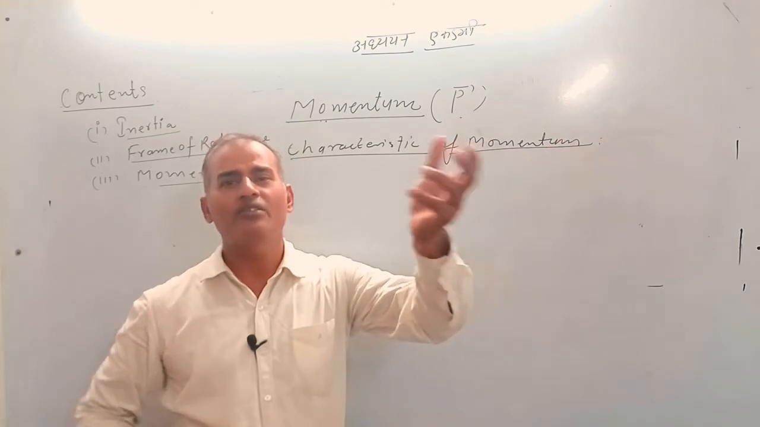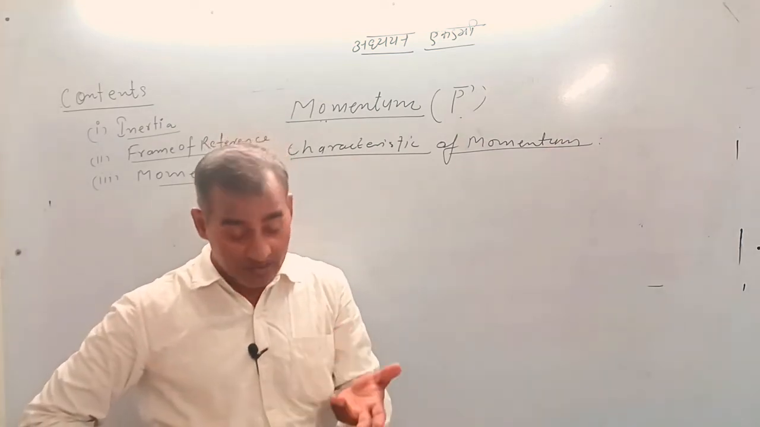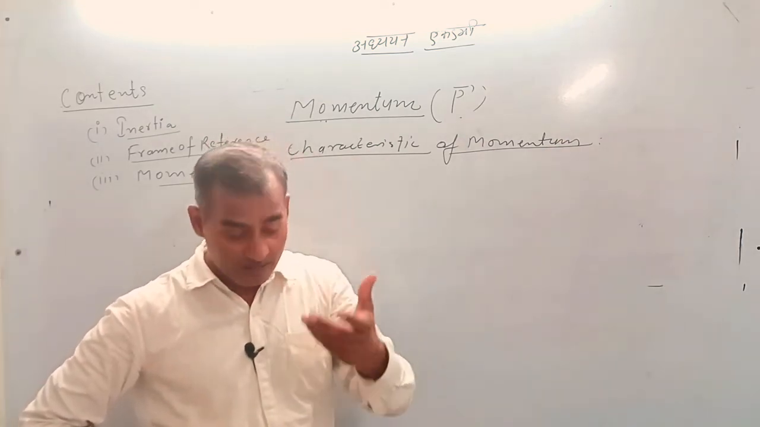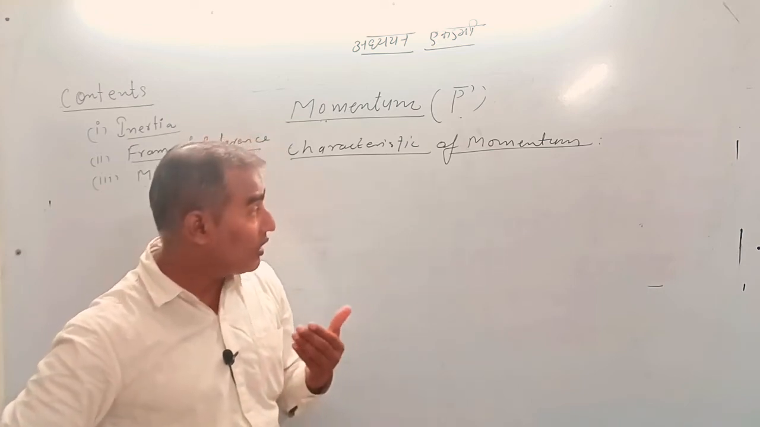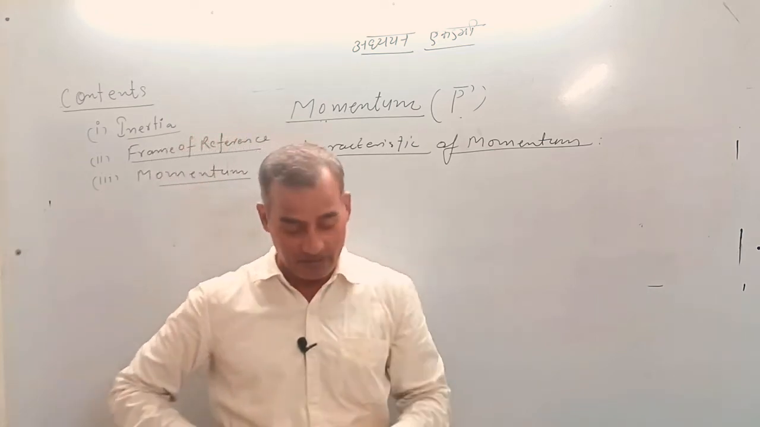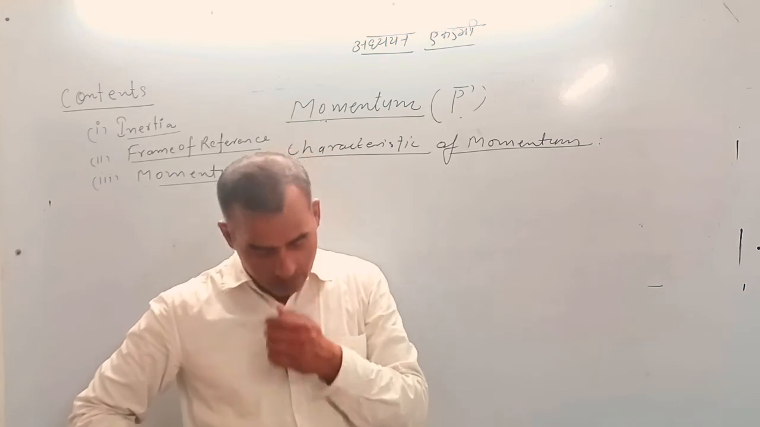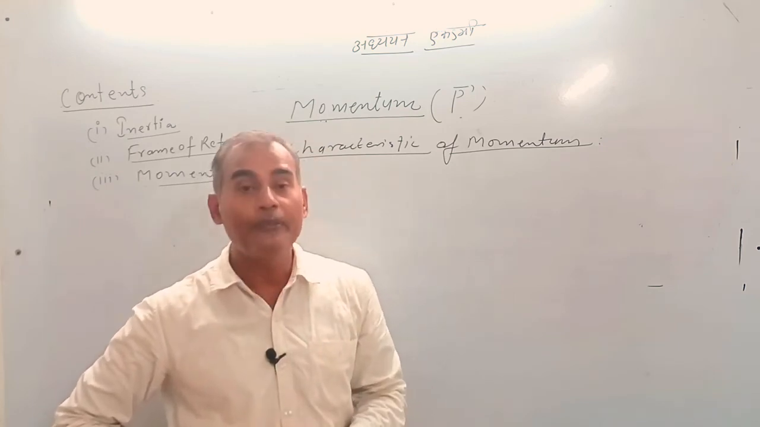Momentum can be defined qualitatively and quantitatively. Qualitatively, it is the amount of velocity, the quantity of velocity. In a quantitative way, it is the product of mass and velocity. Momentum is a vector quantity.